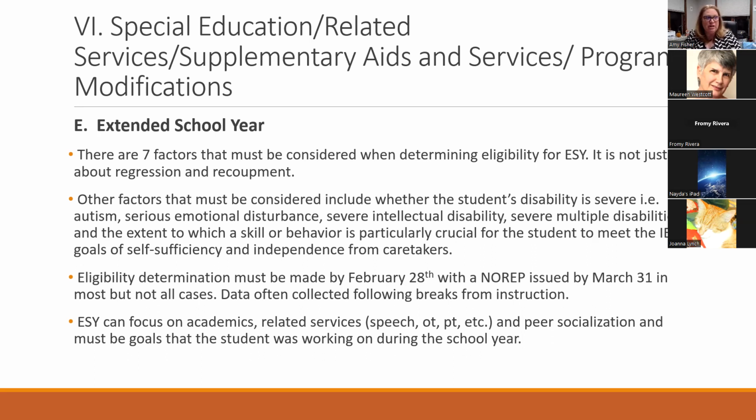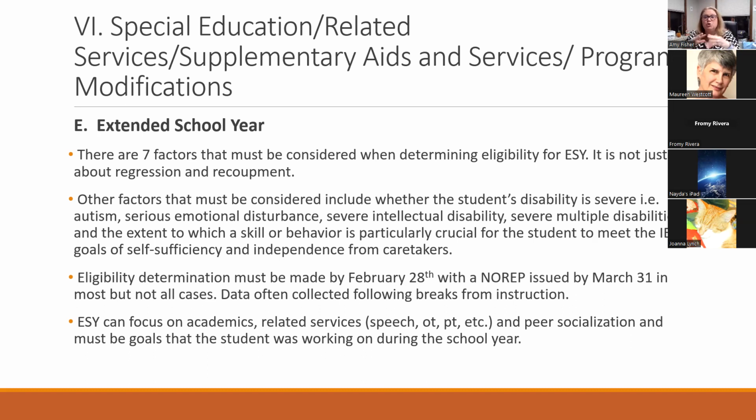Eligibility determination for ESY is supposed to be made by February 28th, and there's supposed to be a NOREP, a notice of recommended educational placement, issued by March 31st. In most cases, sometimes some students, the notification can come later.